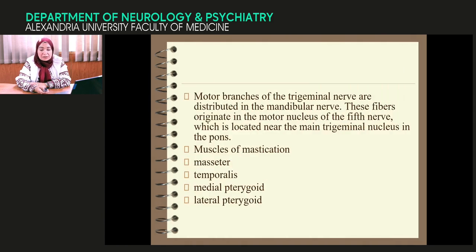Regarding motor branches, the trigeminal nerve supplies the muscles of mastication. What are the muscles of mastication? Masseter, temporalis, medial, and lateral pterygoid.